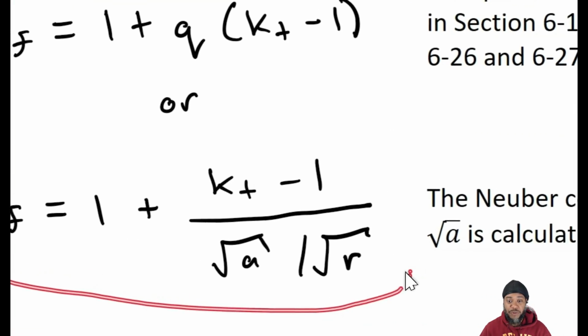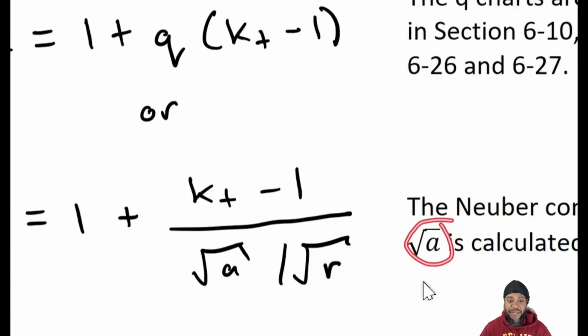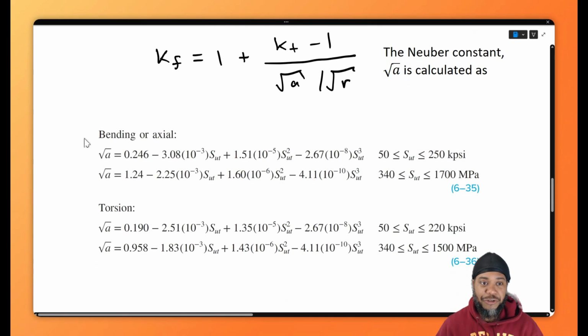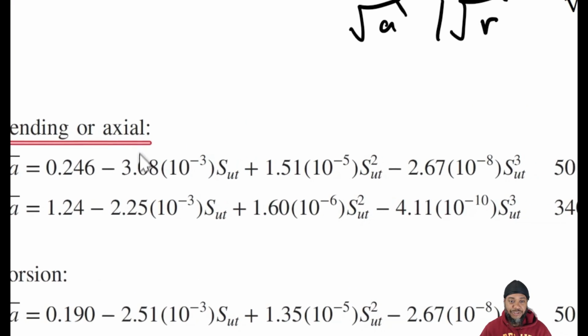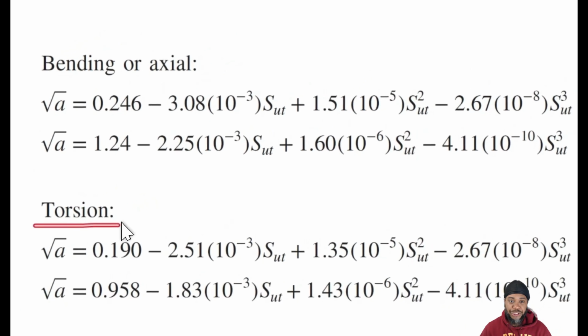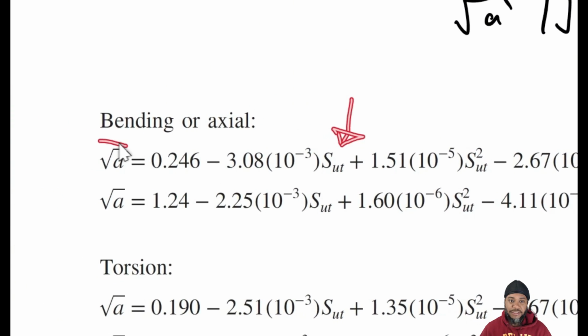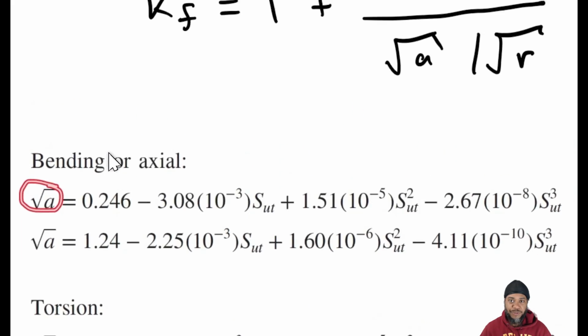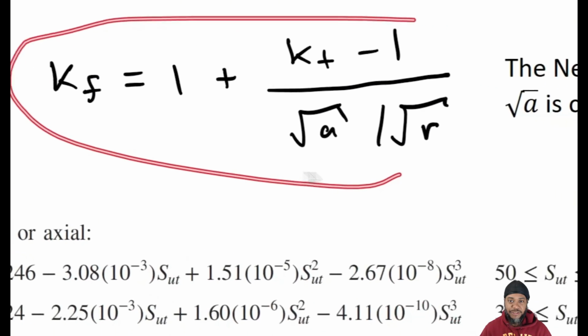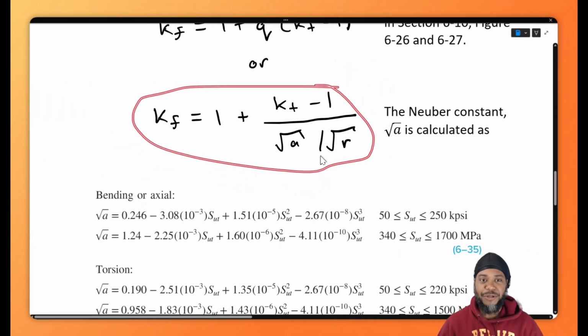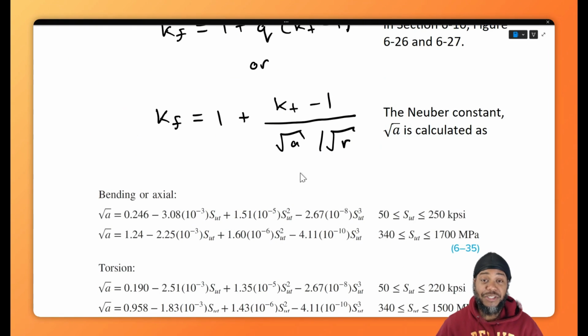If we use this form, with the square root of a, then we can directly use these polynomials for bending or axial loading or for torsion. And all we need is then the tensile strength of our material to calculate that characteristic length. And then we can put it together and get our fatigue stress concentration factor, right?